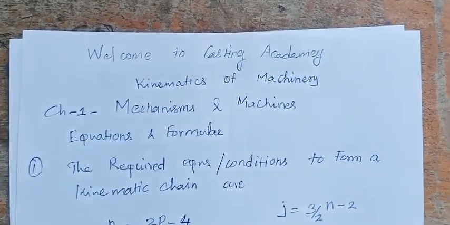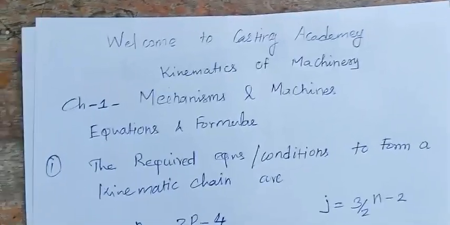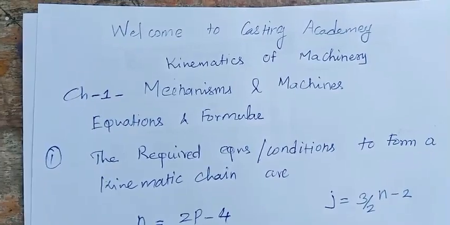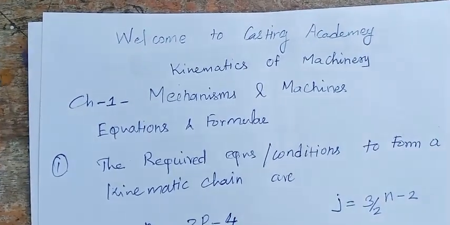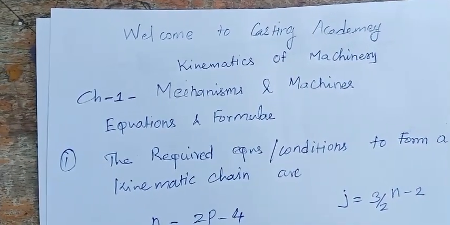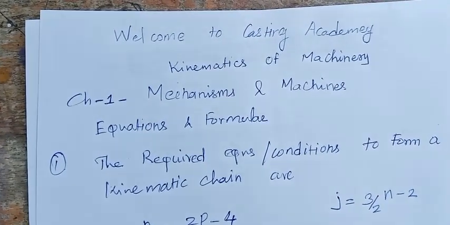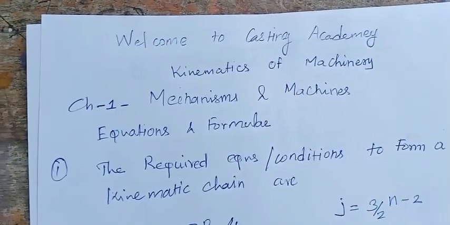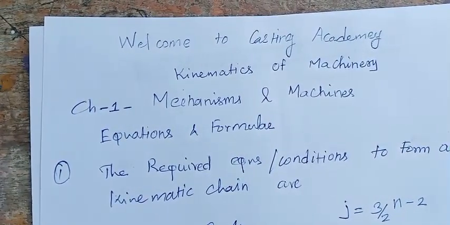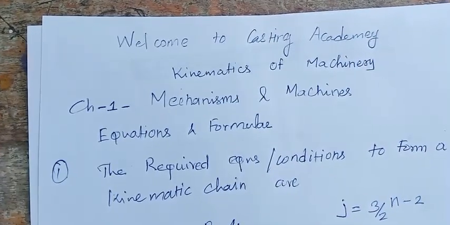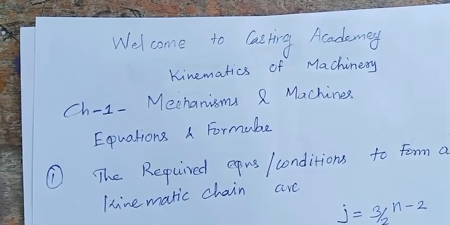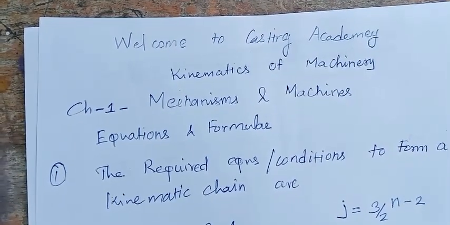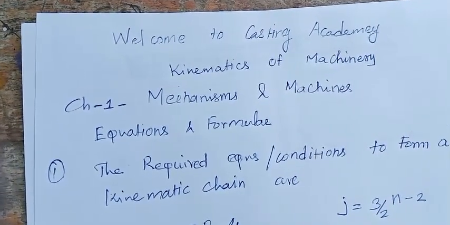Welcome you all. Now we discuss the kinematics of machinery. Kinematics of machinery deals with the relative motion between the various parts of the machine and the forces acting on the machine parts. Now our first chapter is mechanisms and machines. We discuss the important formulas and equations of the first unit.